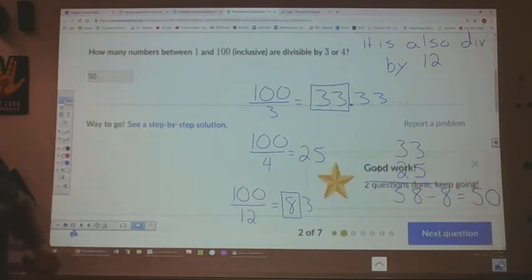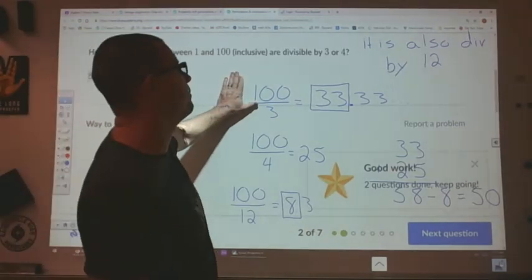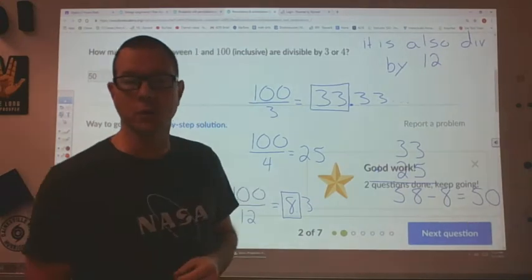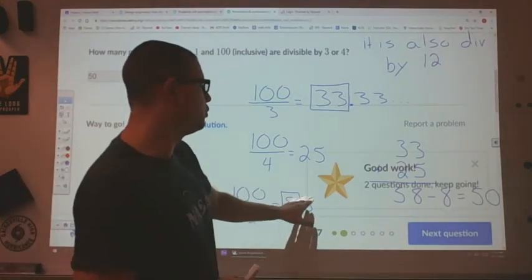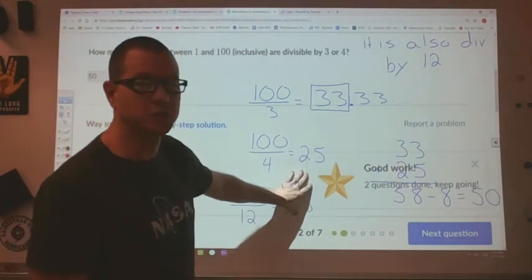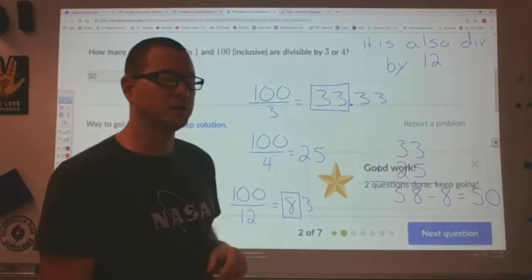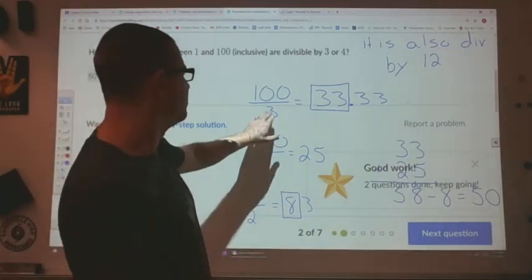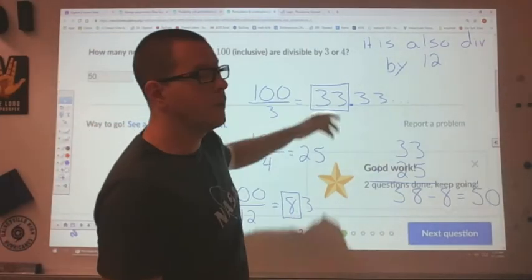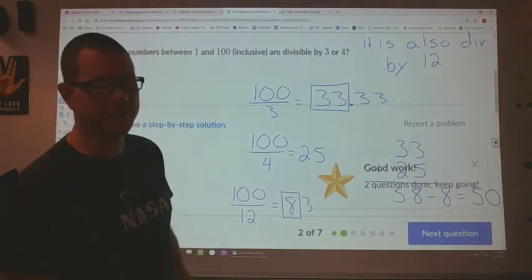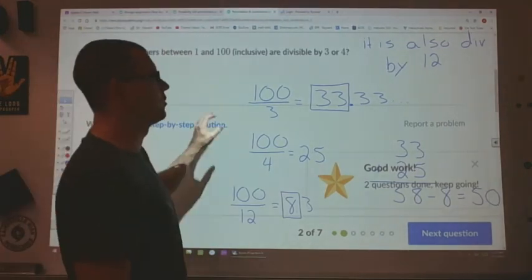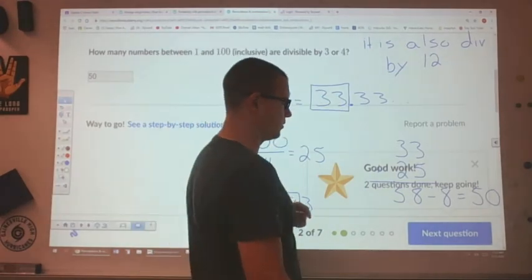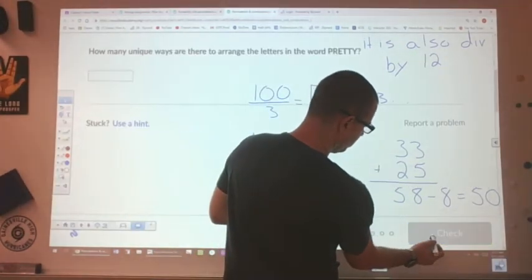Good. Another way to do this problem would be to actually just list the multiples of 3 and 4, and then you would see the overlap. 12 would appear twice in the list. 24 would appear twice in the list. And you could say, oh, okay, I don't need to count those twice. But division is a quick way to say how many of this amount of things can I take out of this larger amount. 100 divided by 3 tells me the number of groups of 3, which is also the multiples. All right.